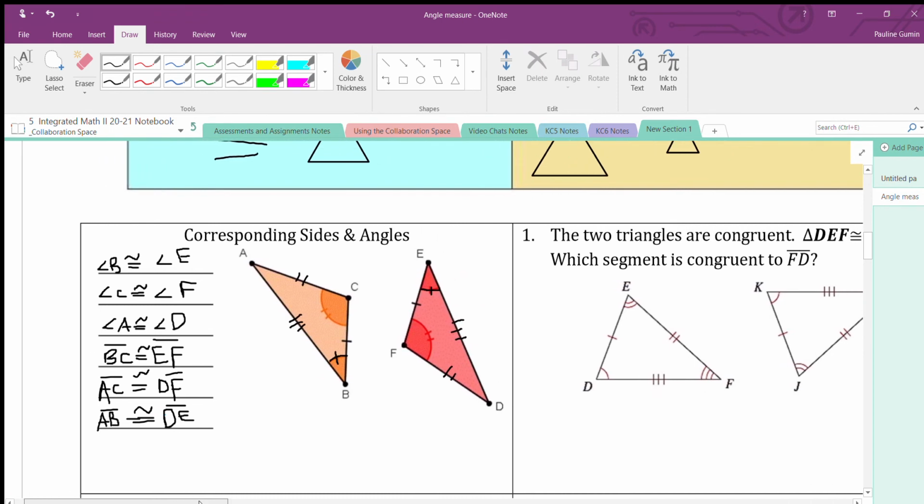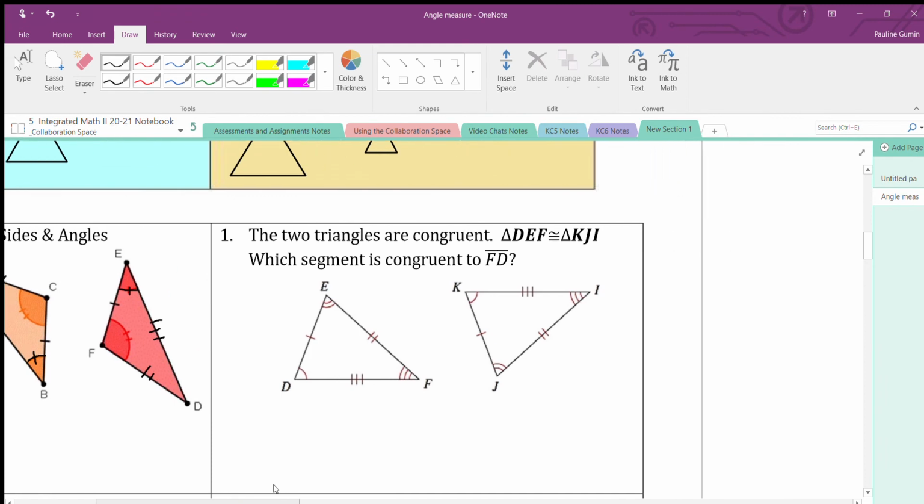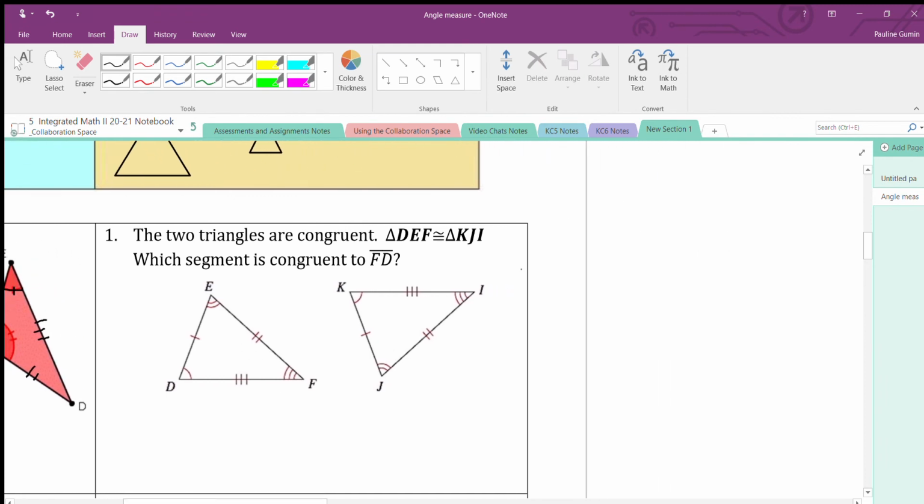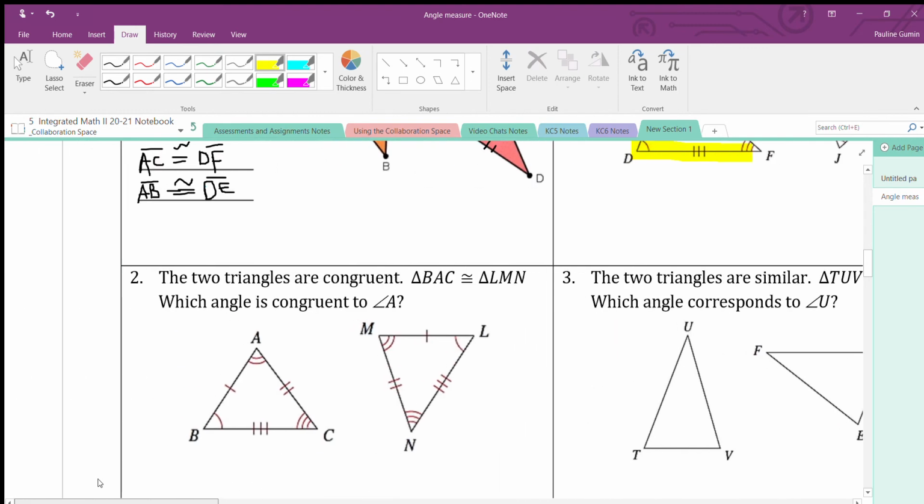Let's use that information to answer some questions. Two triangles are congruent, triangle DEF and KJI. Which segment is congruent to FD? Right, FD has 3 tick marks. KI has 3 tick marks. That's it. Let's go to number 2.